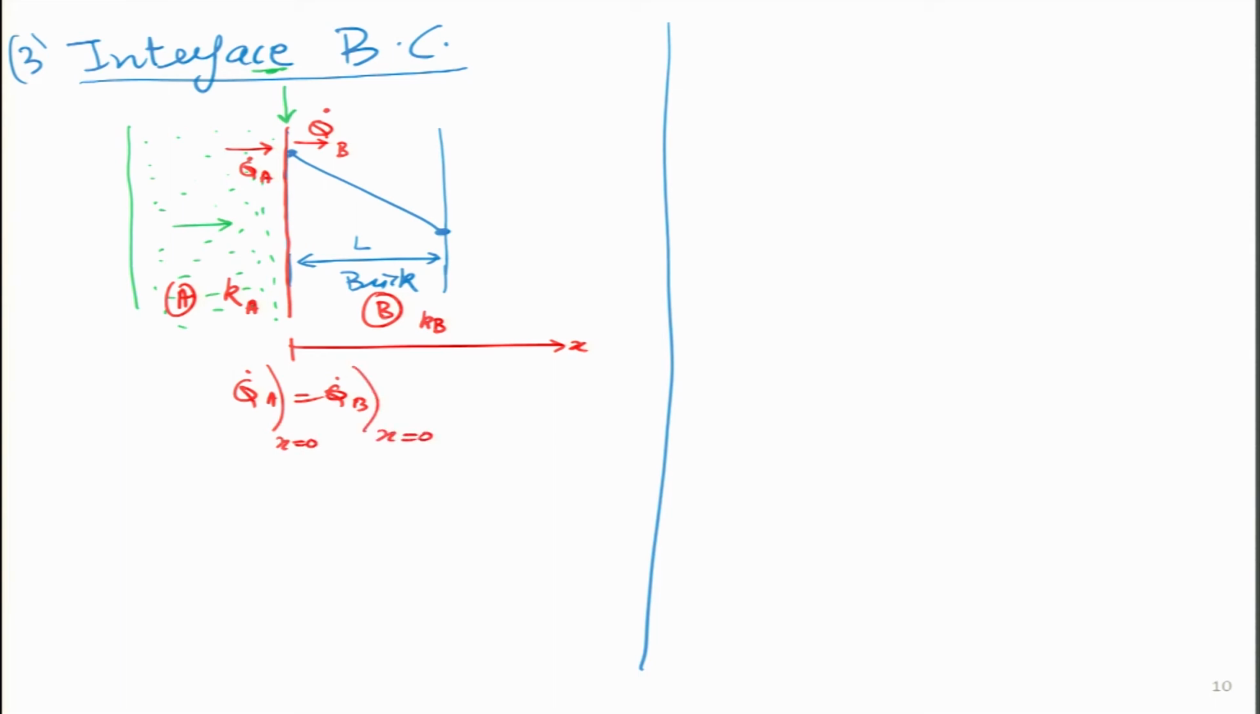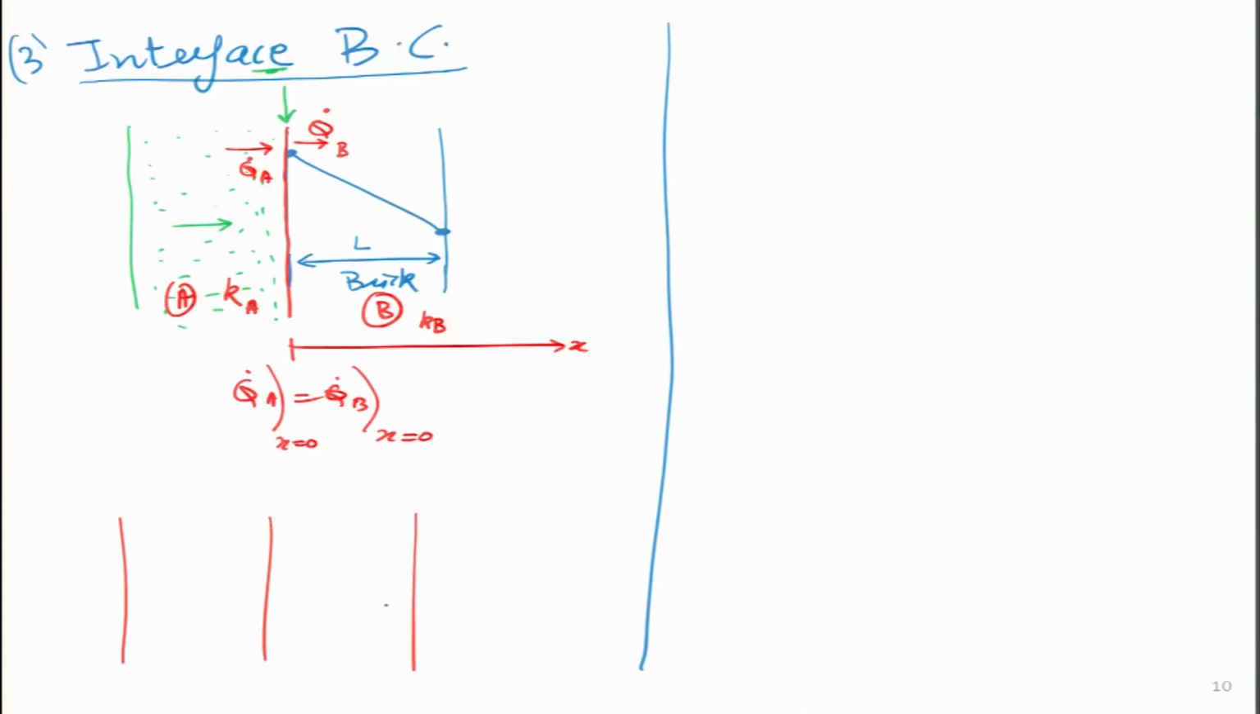Why am I making this cautionary statement? Please listen to this part carefully. It is not always true that q dot A throughout the first wall is equal to q dot B throughout the second wall. I will give an example. Let us say heat generation is taking place in some portions of the wall, the temperature profile may be something like this, and over here the temperature profile might be different.